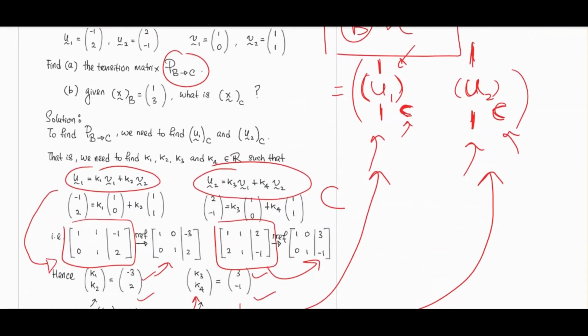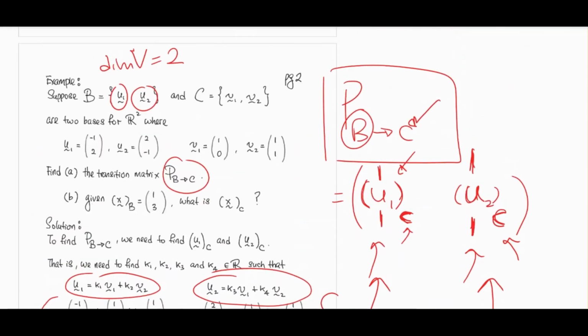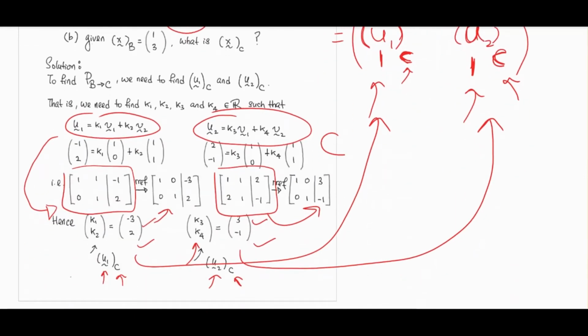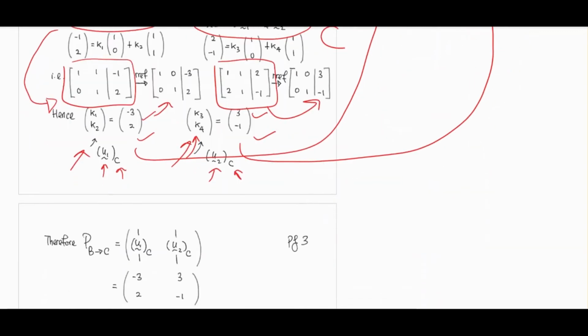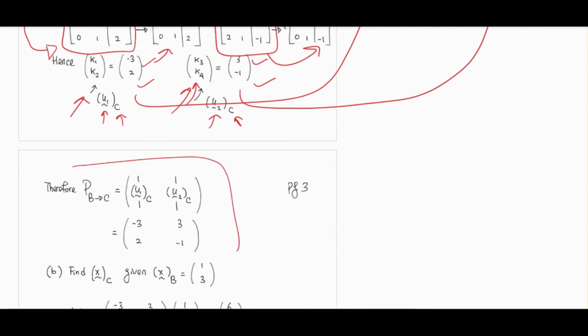So we are finding the coordinates of the vector U1 relative to basis C and the coordinates of the vector U2 relative to basis C. These are the coordinates. So our transition matrix from B to C will be given by this matrix.